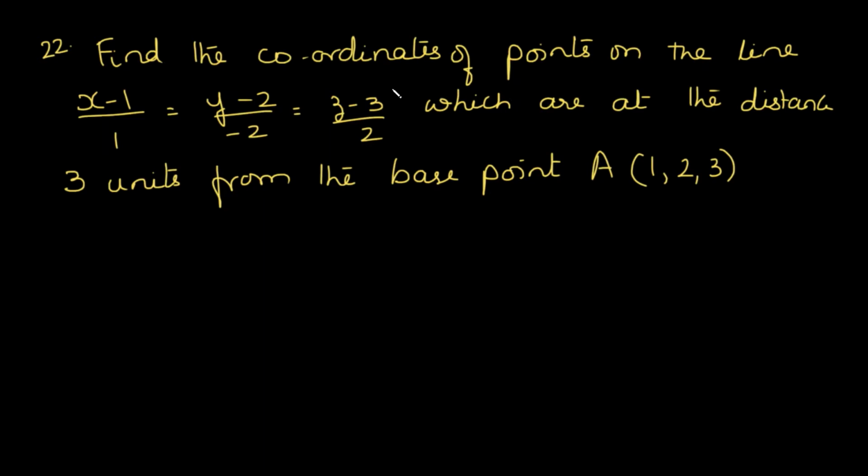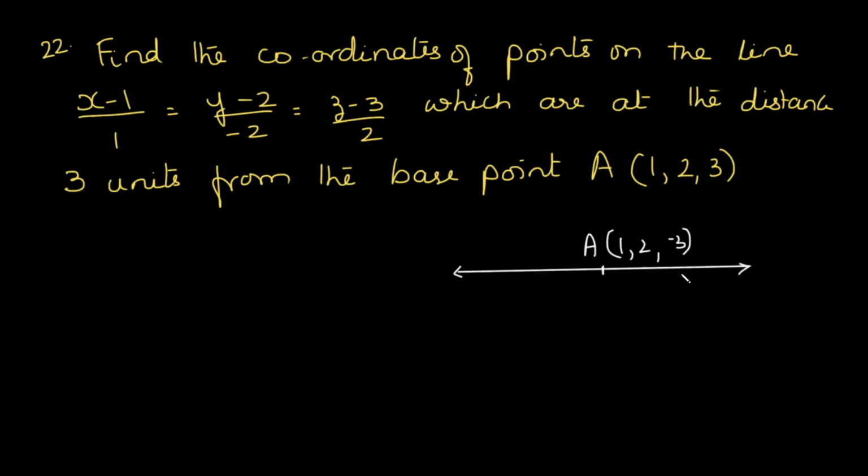Find the coordinates of the points on the line (x minus 1) upon 1 is equal to (y minus 2) upon minus 2 is equal to (z minus 3) upon 2, which are at a distance of 3 units from the base point A(1, 2, 3). So just try to understand this question here. We have a line like this whose equation is the given equation. A is a point on the line. Say A is here, having the coordinates 1, 2, 3.